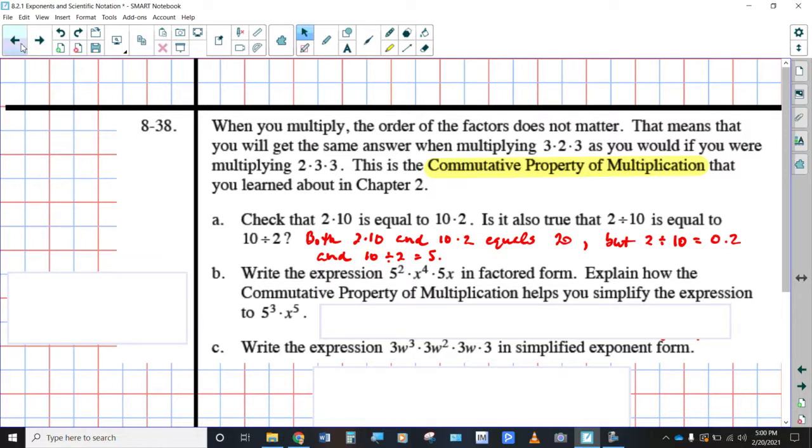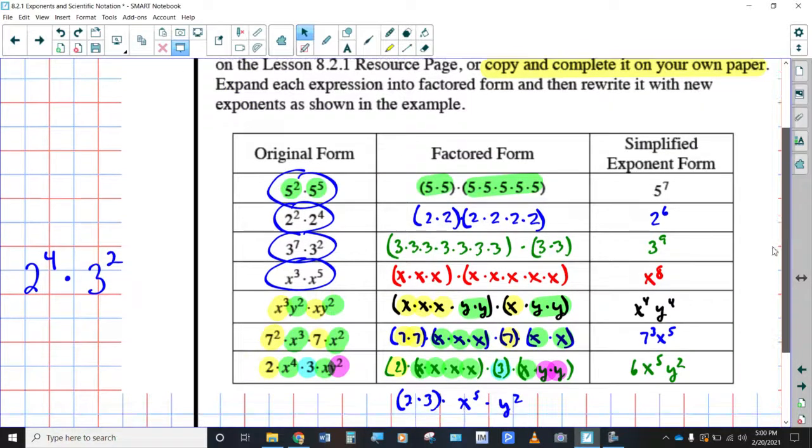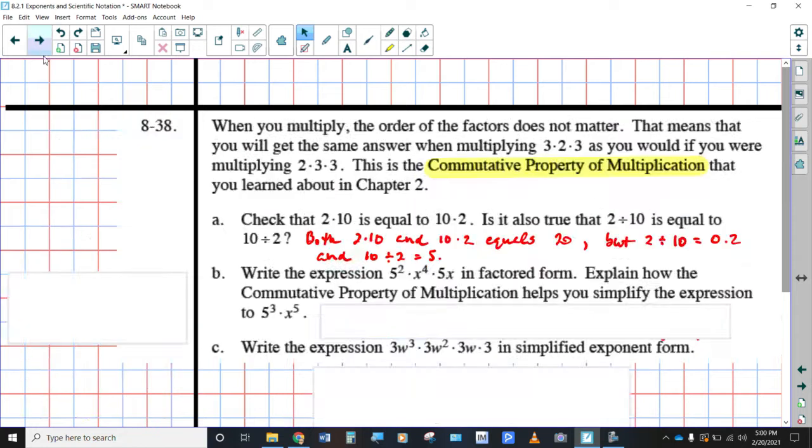In fact, we did it already here, and we didn't even talk about the fact that we were doing it. So write the expression 5 squared times x to the fourth times 5x in factored form. Explain how the commutative property of multiplication helps you simplify this expression to be 5 to the third times x to the fifth. Okay, so we start off, let's expand it out.